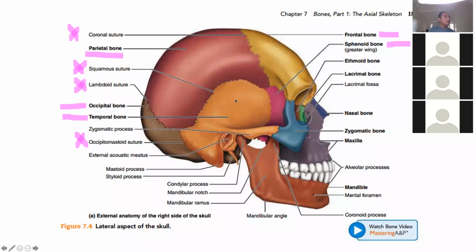And if you look at this temporal bone, here is the external acoustic meatus. This is where our elastic ear is going to attach in this region. And this part of the bone is really, really thick. That is what we call the petrous portion of the temporal bone.